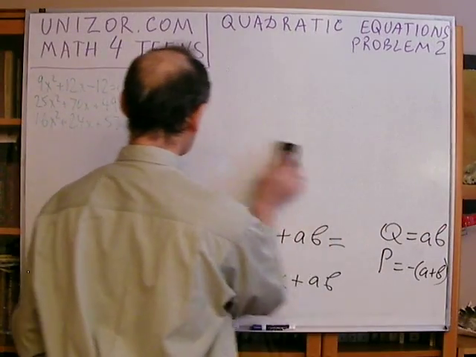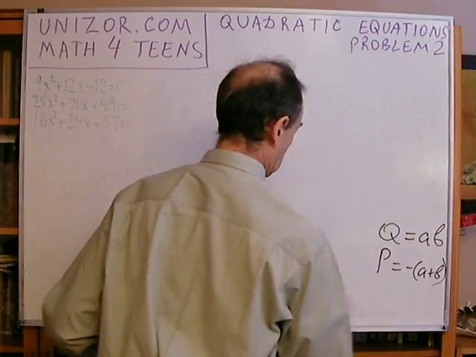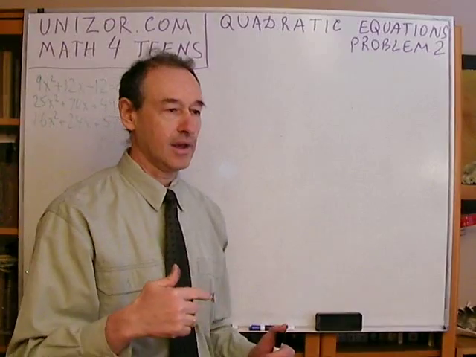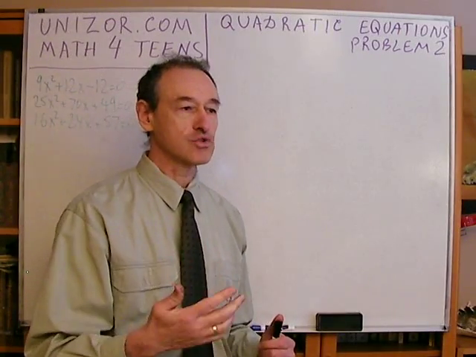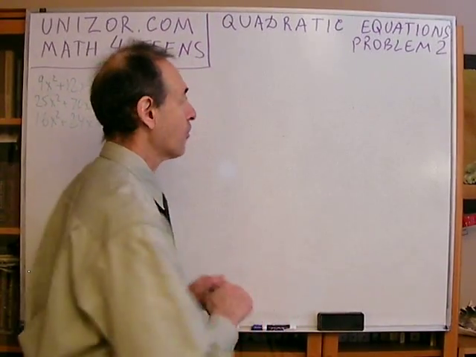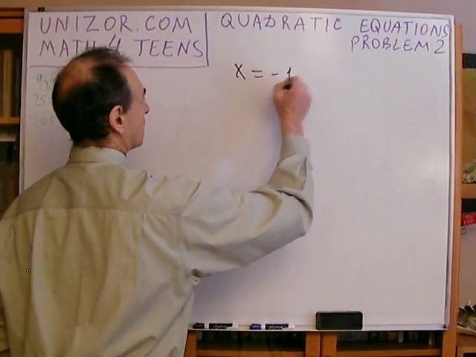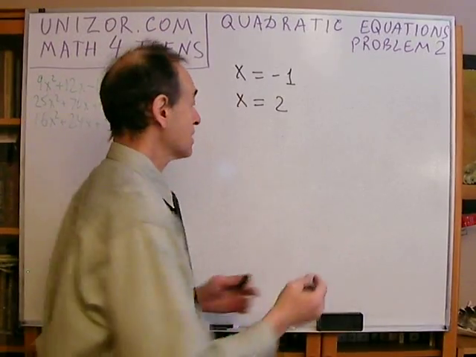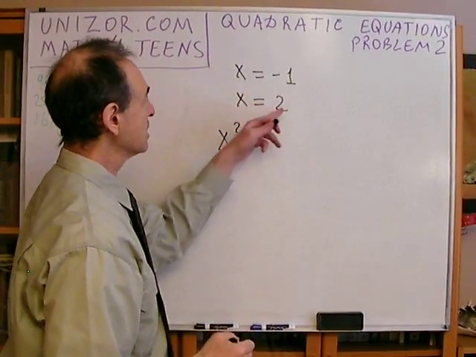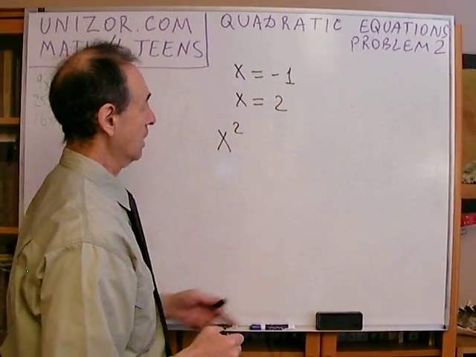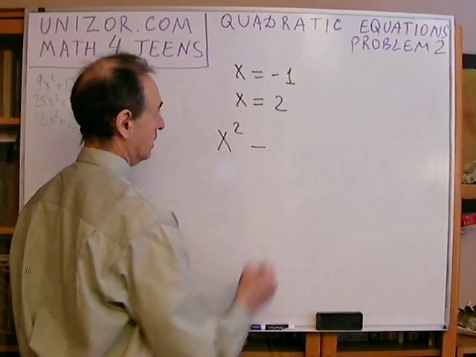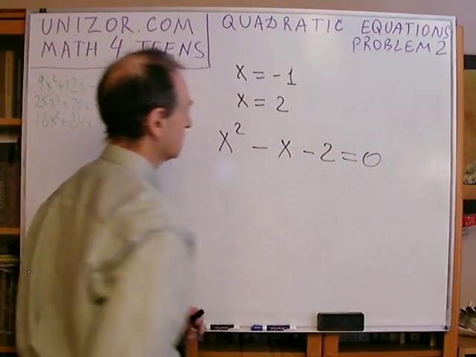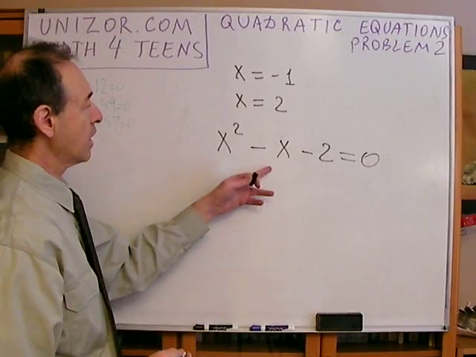Just as an example, let's make a very simple equation. Now, if I, as a teacher, want to come up with an equation which has simple solutions, let's say I want to have solutions x is equal to minus 1 and x is equal to 2. How can I come up with an equation which has these roots? Well, very simply, it's x squared, then the sum of these two solutions, minus 1 and 2, is 1. So I have, with an opposite sign, minus x, and the product is minus 2. Okay, this is the equation. And I claim that this equation has these roots.